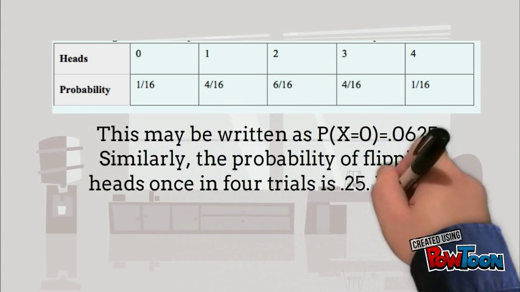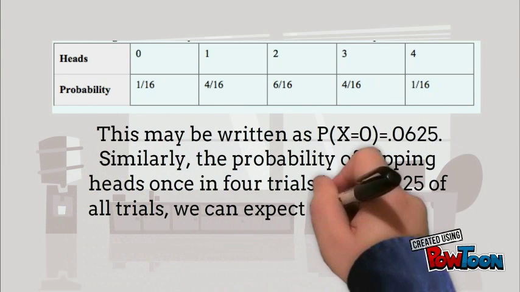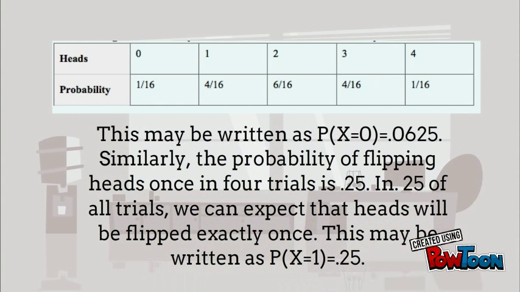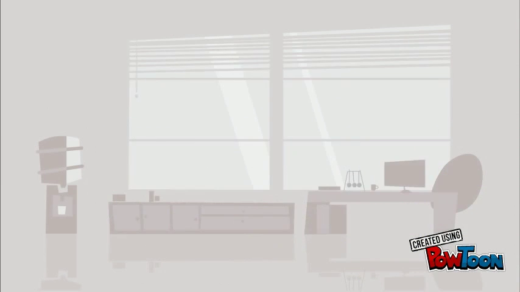Similarly, the probability of flipping heads once in 4 trials is 0.25. In 0.25 of all trials, we can expect that heads will be flipped exactly once. This might be written as probability of 1 is equal to 0.25.